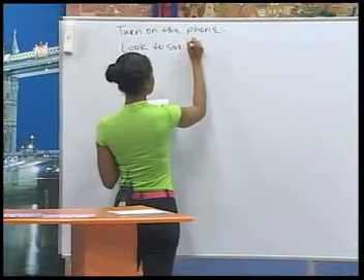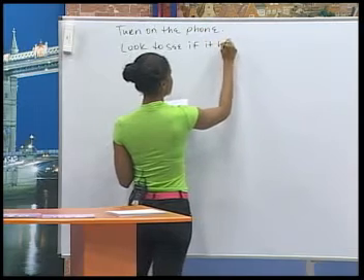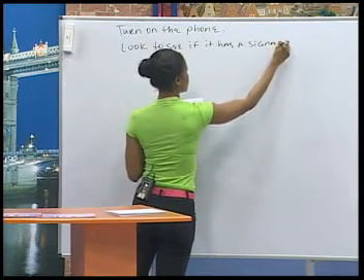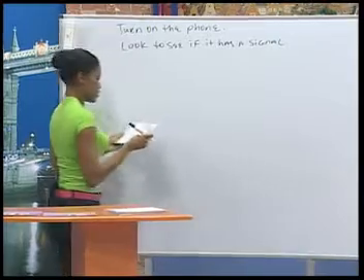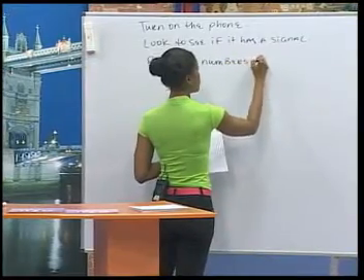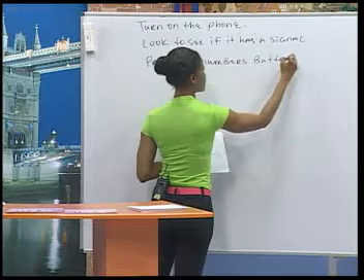Then look to see if it has a signal. That means you can make a call. Okay, look to see if it has a signal, meaning a network connection. Next, press the numbers buttons for the number you want to call. Okay, good. Press the numbers buttons.